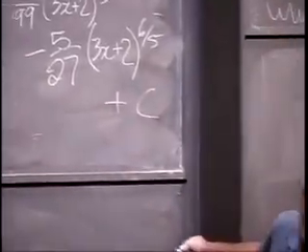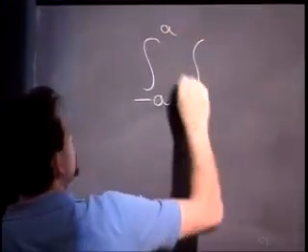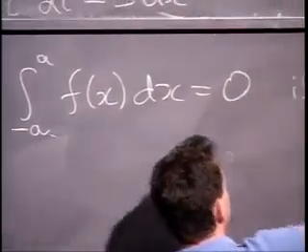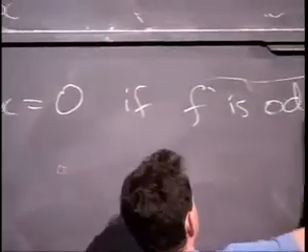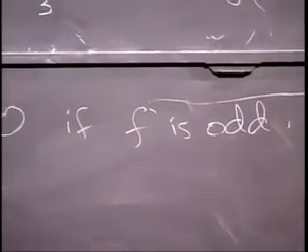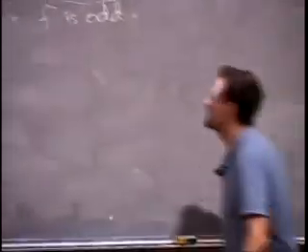Okay, so I've only got one more thing to say, and I have 3 minutes in which to say it. So here it is. As a grand finale, I claim that if f is odd, then this is 0. We use this for the sine x from minus pi to pi. I'm just going to prove it. It's only going to take a couple of minutes. What the hey?